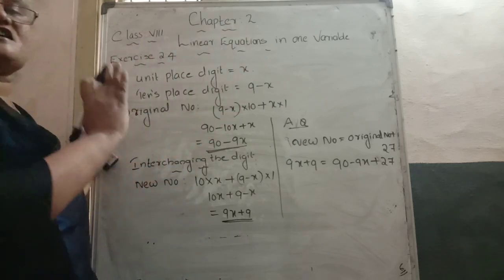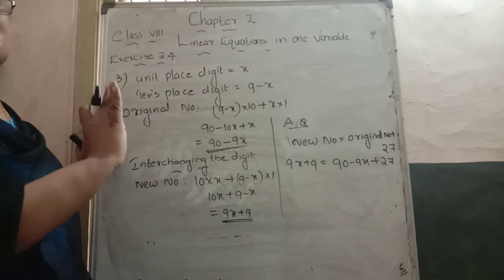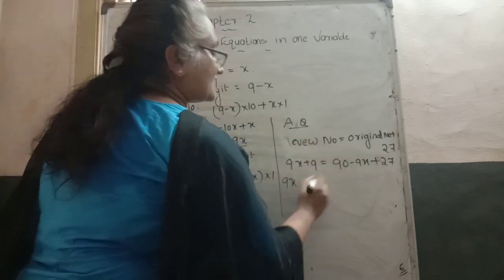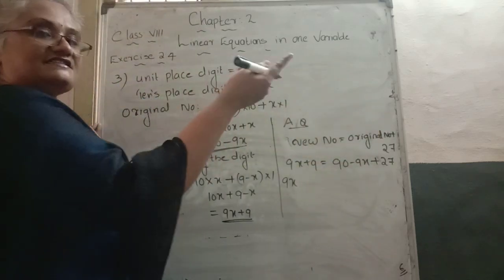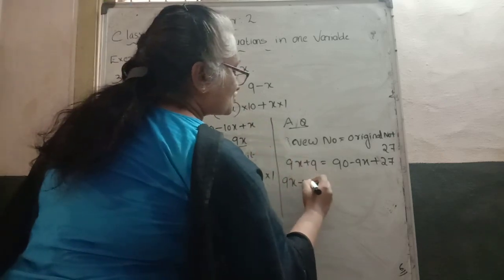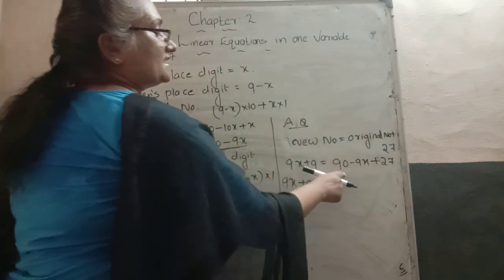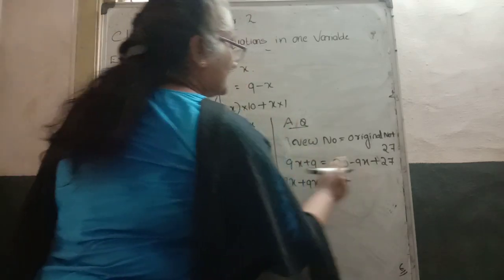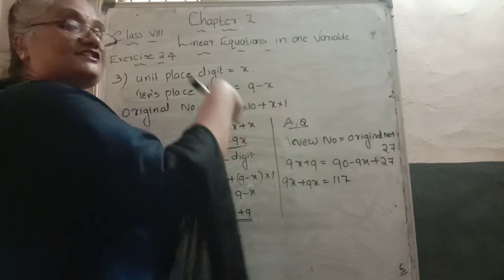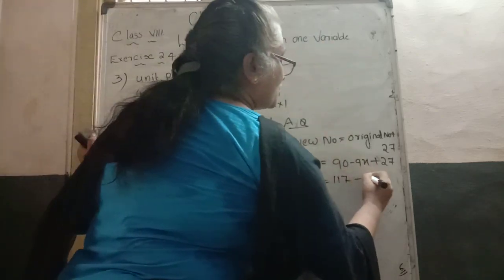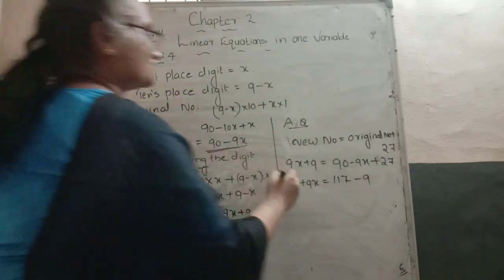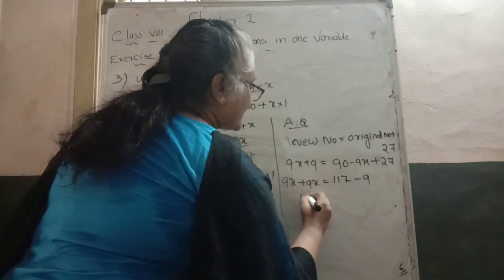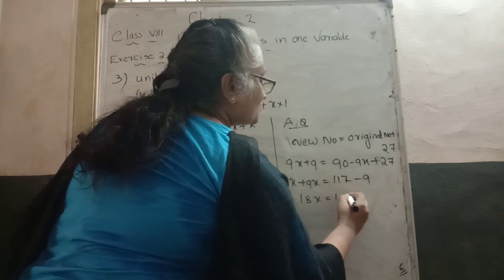Then make it the same term and find the x value, that is our x. So all x terms bring to one side. 9x is there, minus 9x on the right side brings to the left side as plus 9x. Then the constant: 90 plus 27, how much is that? 170. This constant, and plus 9 sent to the right side goes to the opposite side as minus 9. So 9 plus 9, coefficients of like terms, become 18x is equal to 108.